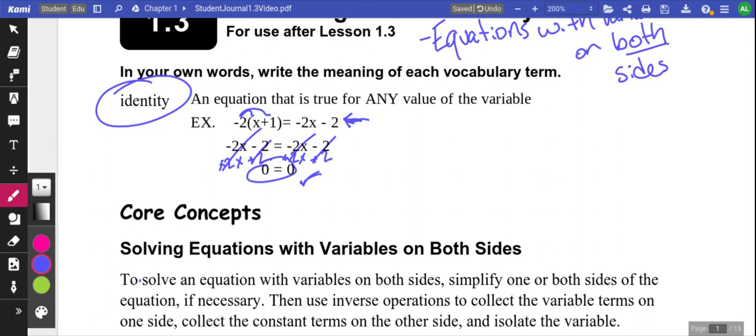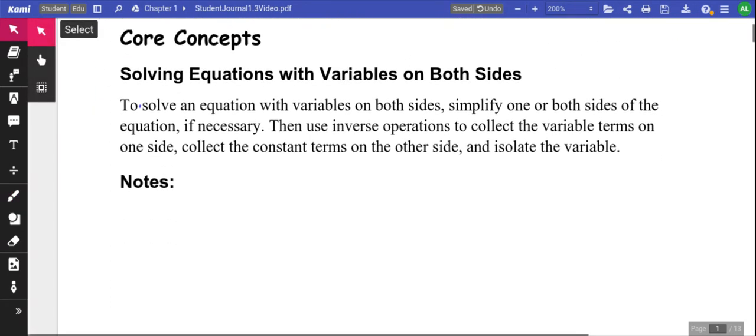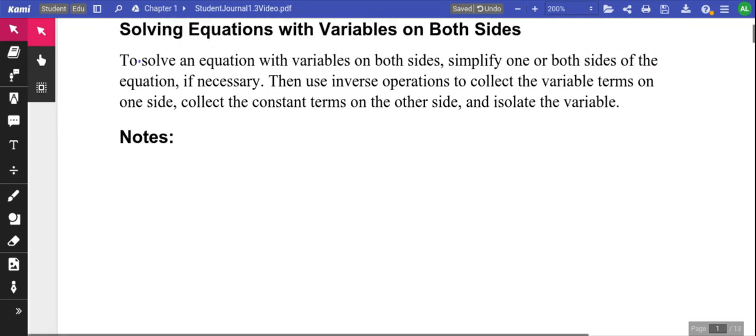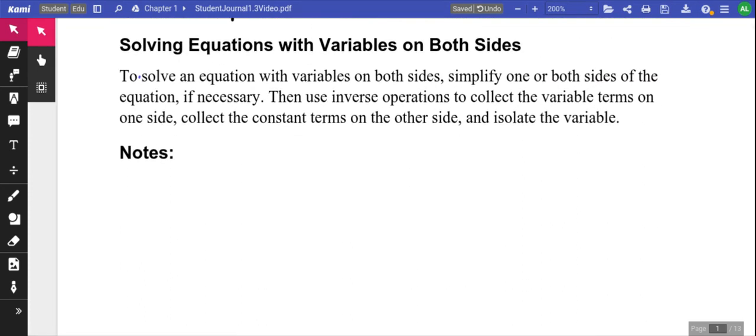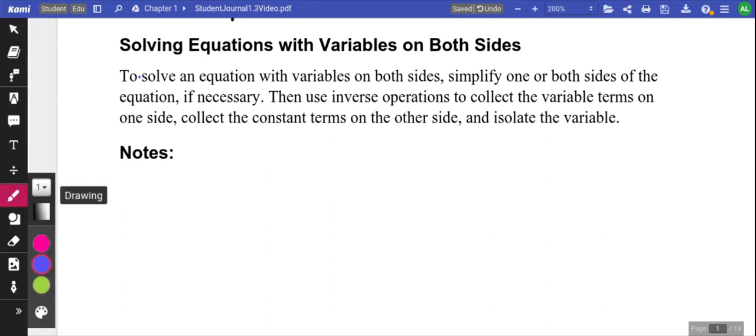All right, so here I've got two examples for an equation with variables on both sides. If you have an equation where variables are on both sides, you want to simplify one or both sides of the equation, which usually just means combine like terms. Then you want to use inverse operations to collect the variable terms on one side and the constant terms on the other, and then isolate the variable.